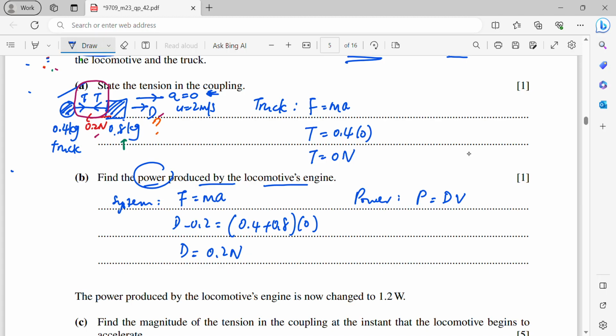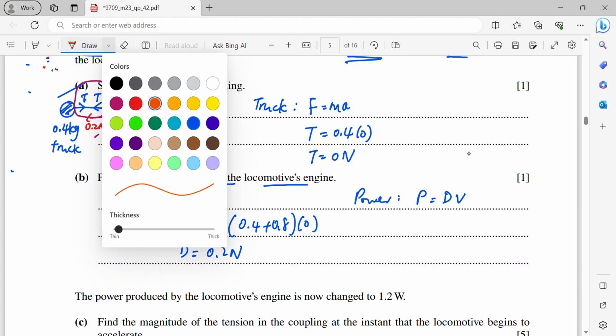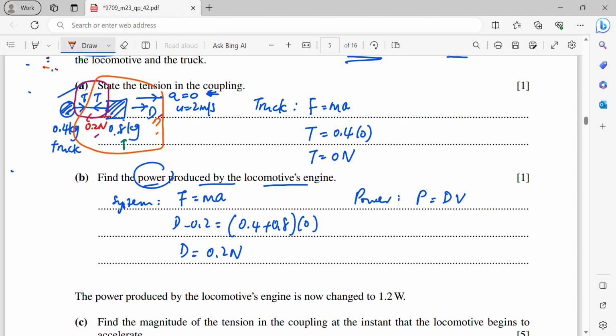Because when you refer to the locomotive, just this part, you are now considering the locomotive's engine. So P equals DV. Therefore, I will get 0.2 times the V. V is given in the question, a constant speed, which is 2. Then you'll be getting 0.4 watt. So that's the power produced by the locomotive's engine.